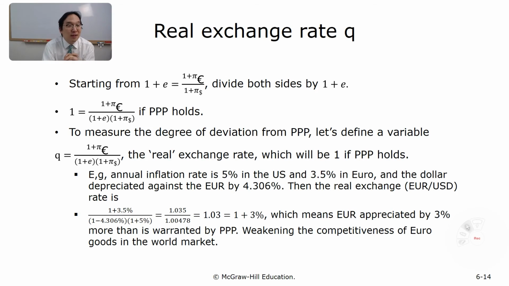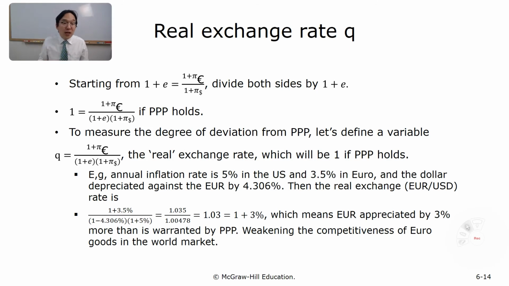So that's why now let's call this real exchange rate small q. How do we define it? Well, we define it by this, starting from the previous relation: 1 plus small e being equal to 1 plus your country's inflation rate over 1 plus the foreign country's inflation rate.